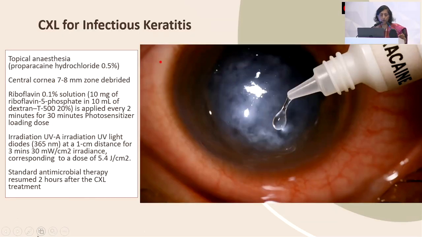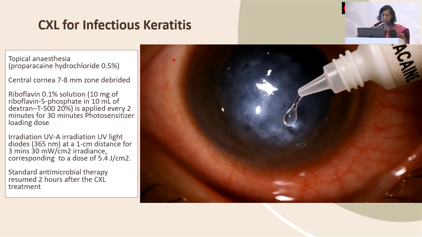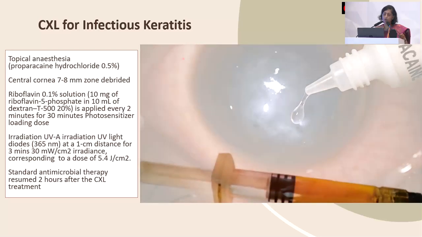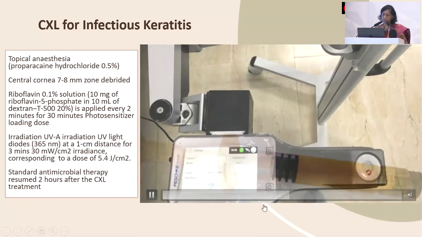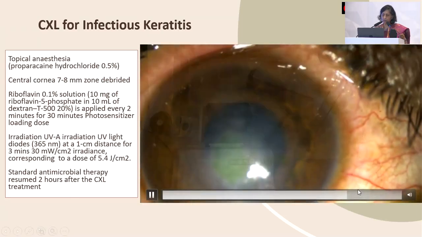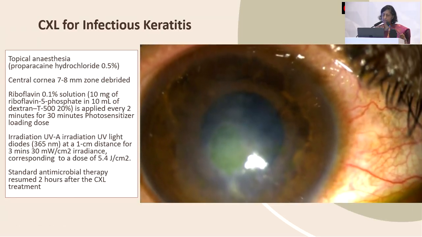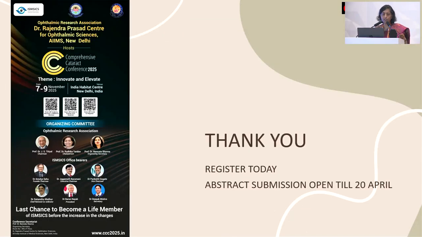Just one more video I have, of cross-linking for infectious keratitis. Topical anesthesia, the central cornea 7 to 8 millimeter zone is very gently debrided. Then the riboflavin solution is applied and then irradiated. This is a preoperative picture. Here again we have the riboflavin solution, and then we have the Peschke machine, and then the eye is irradiated, and there are variable results. One could not say that it is a universally acceptable procedure. So with that, I'll stop here.